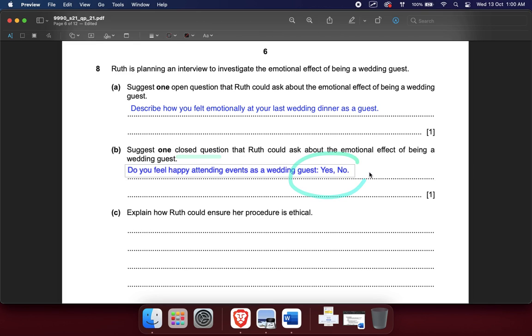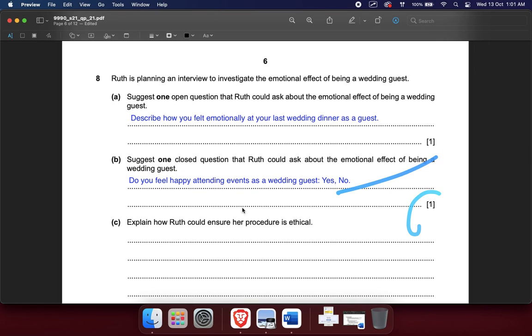You can do false, true, yes, no. You can even give 3 or 4 answers. For example, how do you feel today? Excited, nervous, happy, angry, surprised. Just make sure that the answer options are always there. You must have the options there, otherwise it's not a proper closed question. It's only 1 mark, so that's basically it.